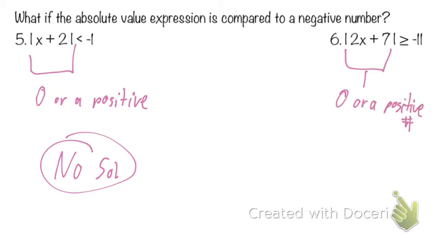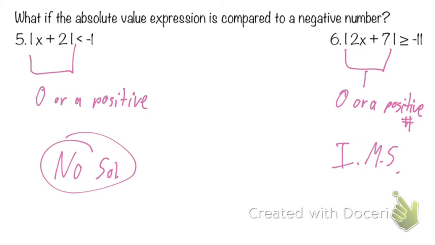No solution. Now, is 0 or any positive number greater than or equal to negative 11? Yes, so that's it. Because no matter what you get out of there, it's going to be greater than negative 11. But on this left one, whatever you get out of there, it's not going to be less than negative 1. It's always going to be bigger.